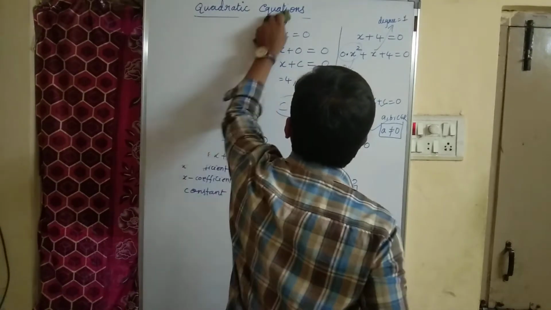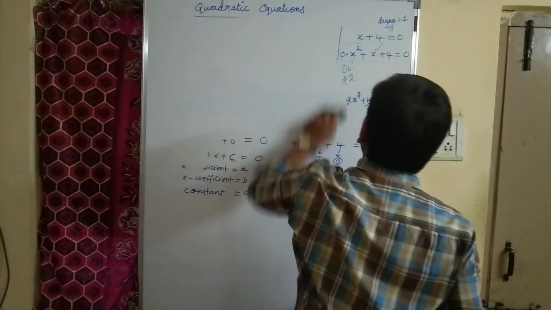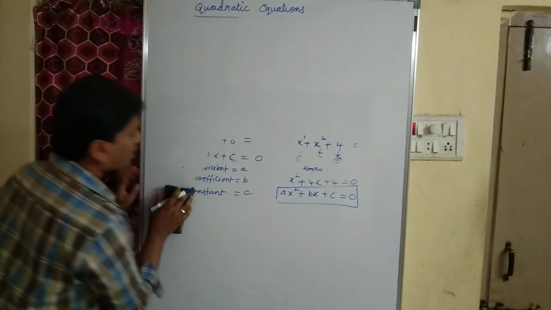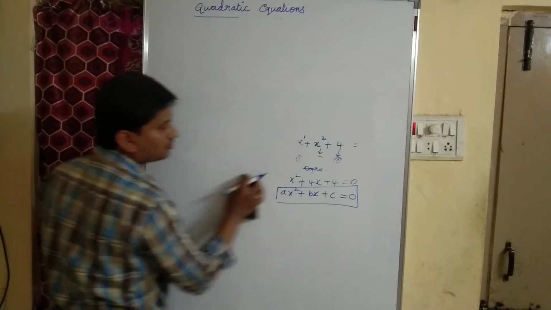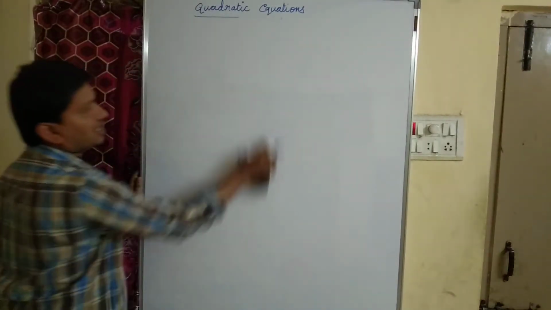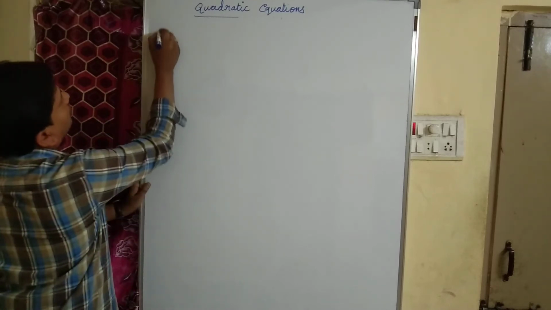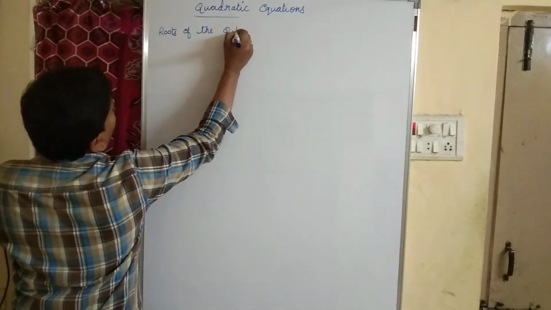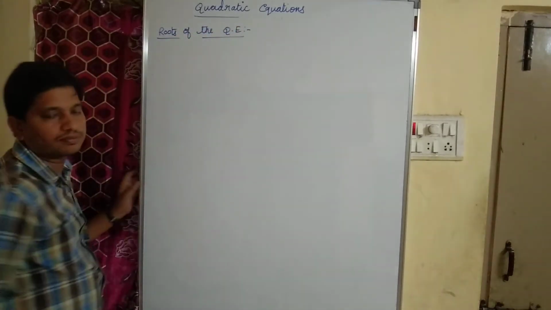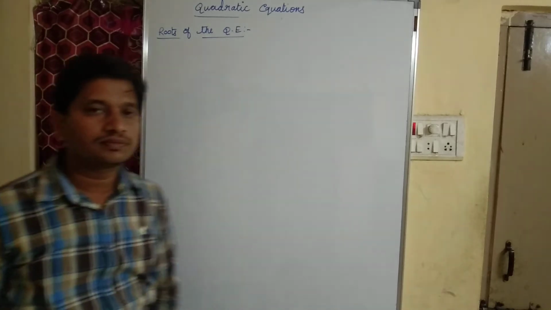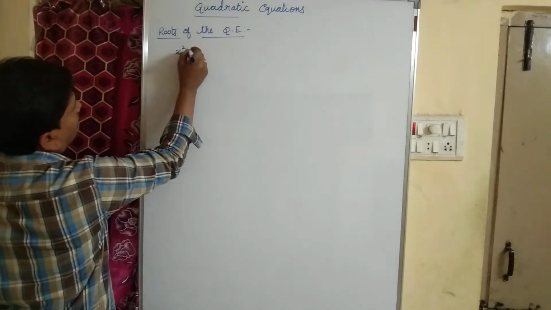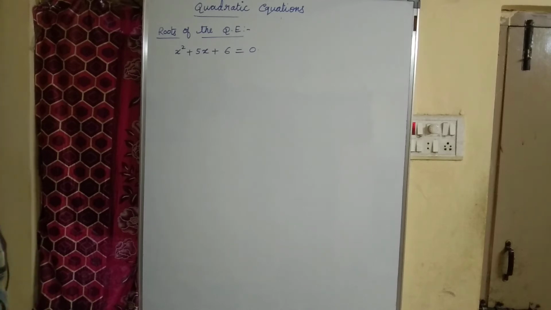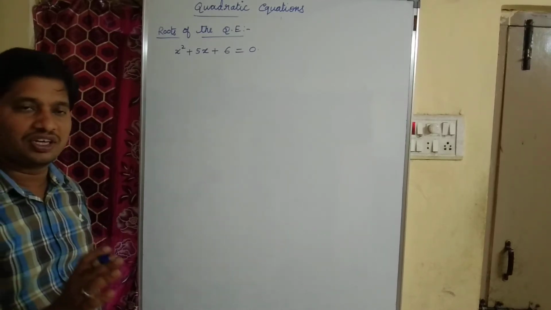Now, the thing is, what are the roots of the quadratic equation, or we also call them solutions of the quadratic equation. So let us find the roots of quadratic equations. Let us consider one equation. For example, x square plus 5x plus 6 equal to 0, which is a quadratic equation, of course.